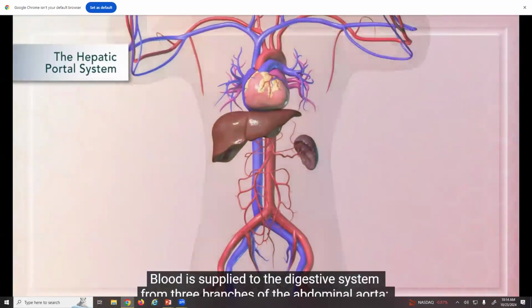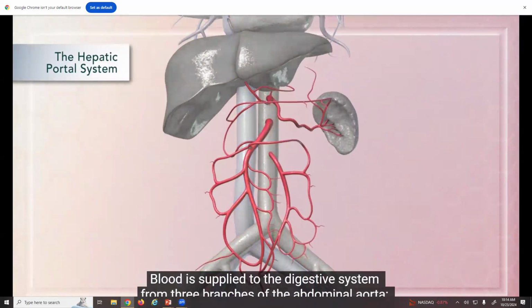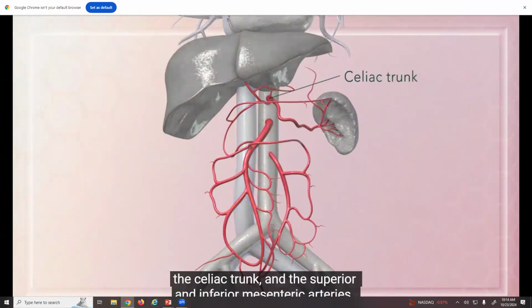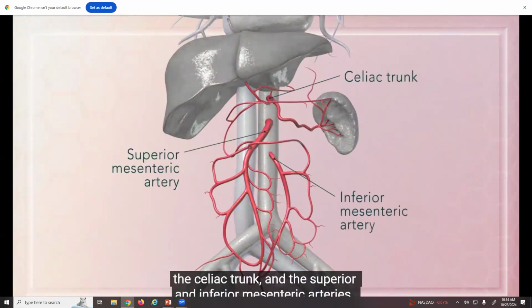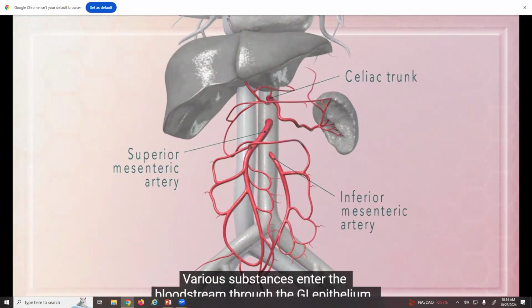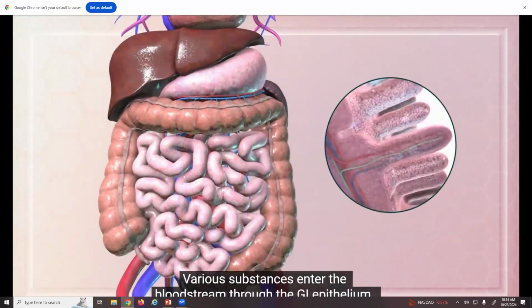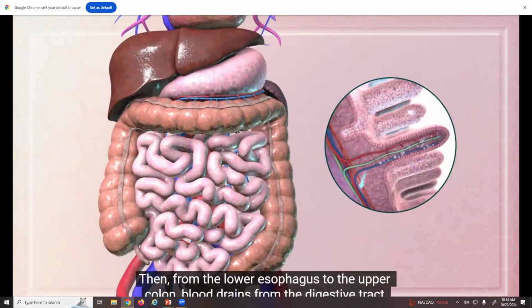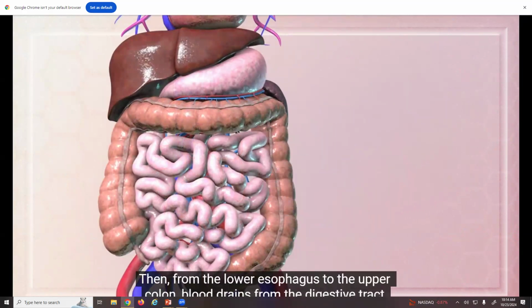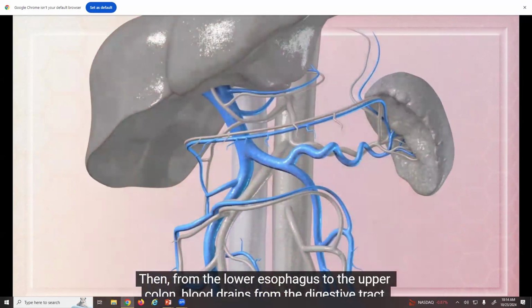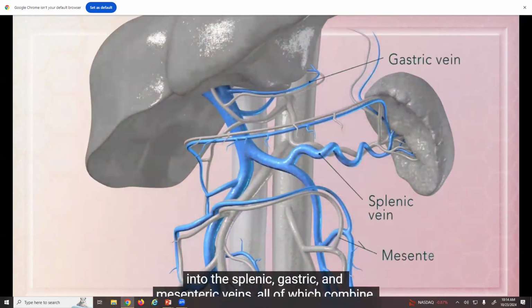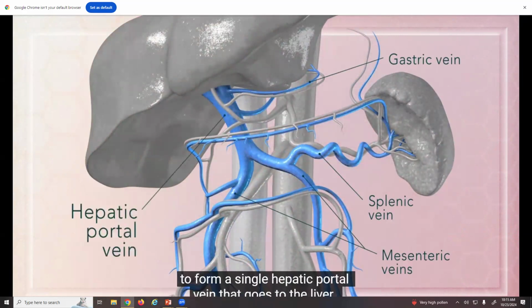Blood is supplied to the digestive system from 3 branches of the abdominal aorta, the celiac trunk, and the superior and inferior mesenteric arteries. Various substances enter the bloodstream through the GI epithelium. Then, from the lower esophagus to the upper colon, blood drains from the digestive tract into the splenic, gastric, and mesenteric veins, all of which combine to form a single hepatic portal vein that goes to the liver.